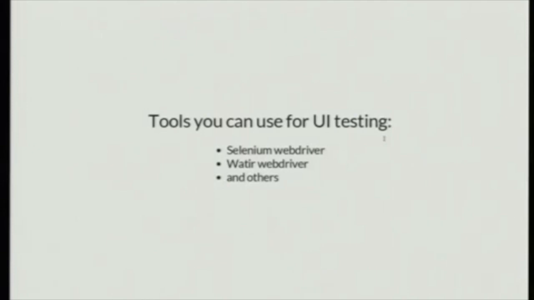Tools you can use for UI testing. Selenium. Selenium is one of the very common tools which people use when it comes to web test automation. It is an open source tool that automates browsers. It tests pages by loading them and performing certain actions on them and validating the expected outcomes.